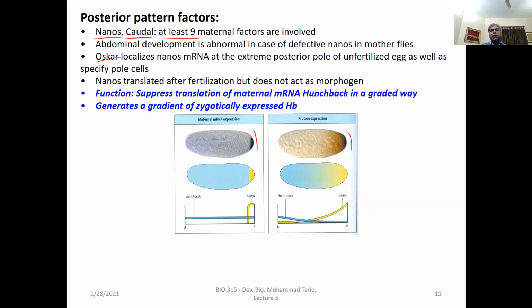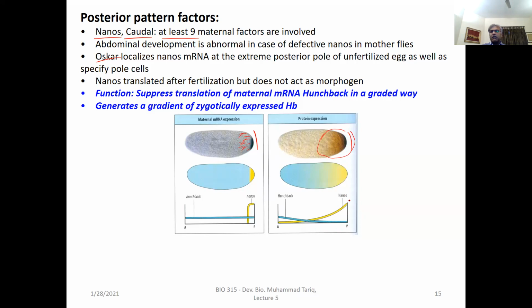So the proteins from nanos and caudal, after fertilization, also diffuse like it is shown here. So this is the immunostaining, you see. If you do in situ hybridization, just like bicoid, you will see a localized signal. But after fertilization, you can see a concentration gradient.